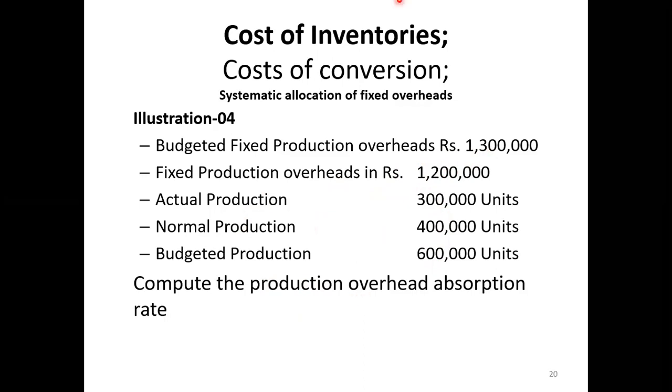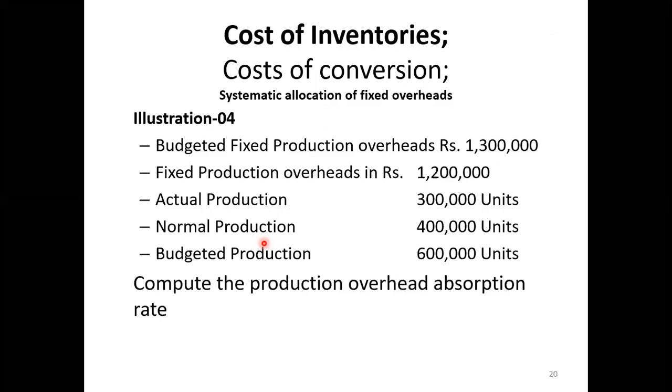Here, what's the answer? So what's the normal capacity of this machine? 400,000 units. Very good. Actual production is 300,000. Is actual production lower than normal capacity, or equal, or higher? Actually, it's lower than normal capacity. Very good. Then what formula do we have to utilize? We have to select 300,000 units. Right. 1.2 million divided by 300,000 units? No, the answer is wrong.